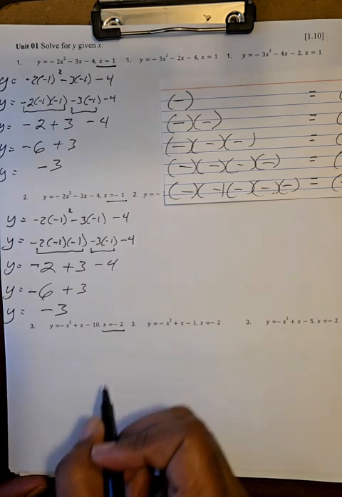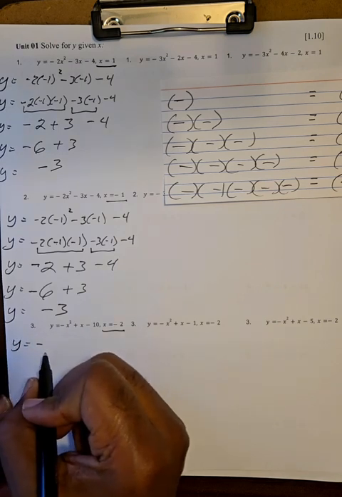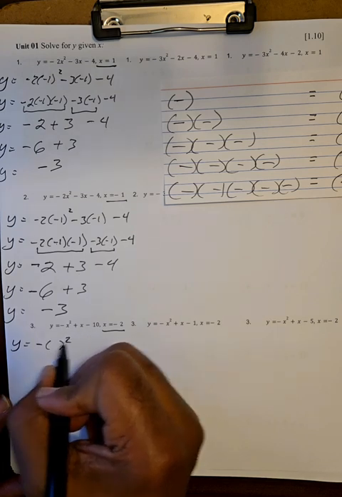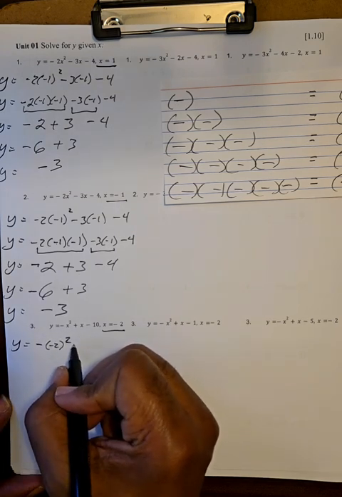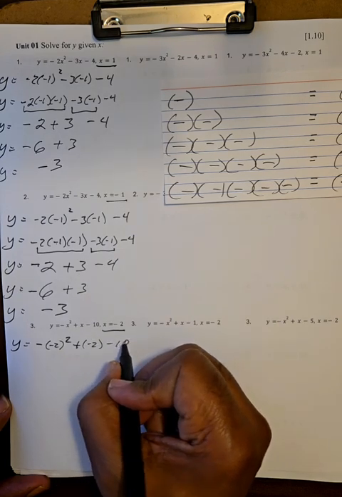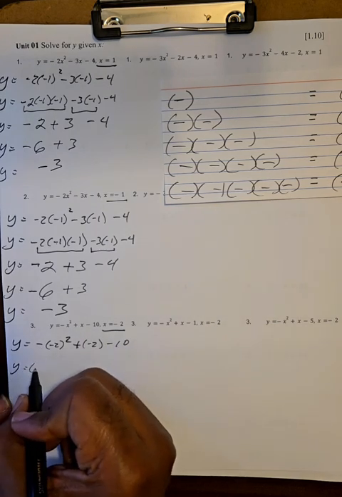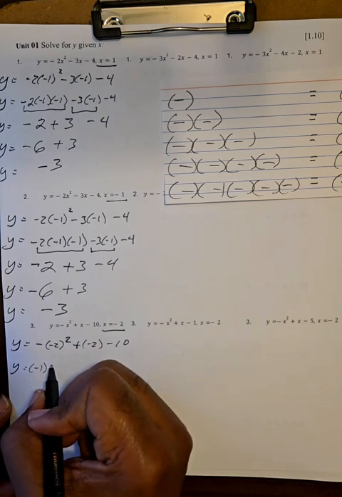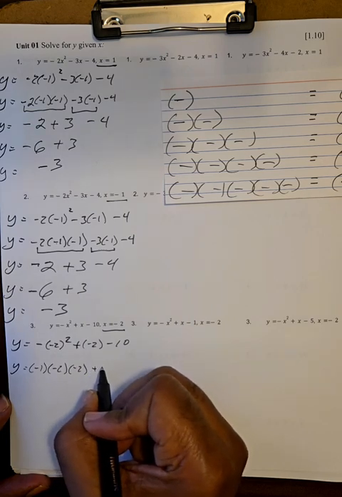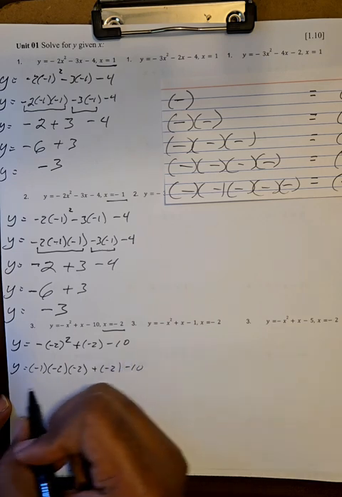Lastly, we have x is -2. So we'll have y equals negative parentheses squared, and that'll be a -2 there, and then plus parentheses again, and that'll be a -2, and then minus 10. So for the expansion here, we can make that a -1 here, just to make things a little easier, and this will be -1(-2)(-2), and then plus the -2, and then the minus 10.